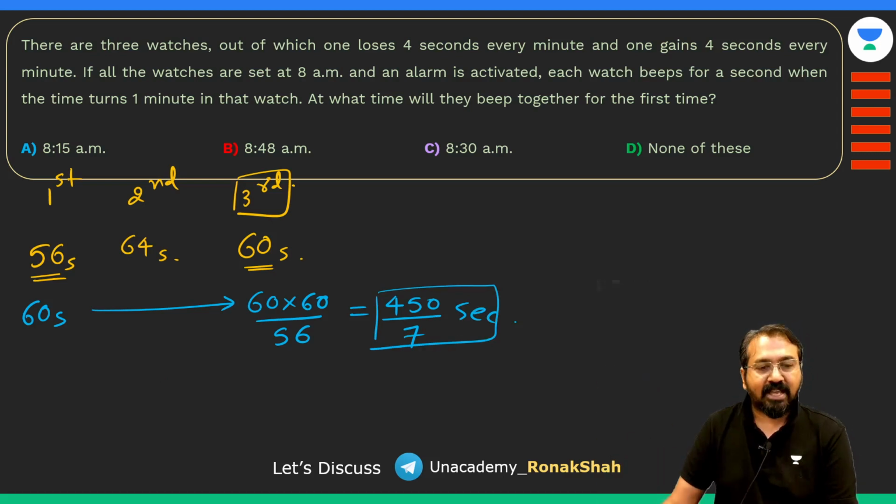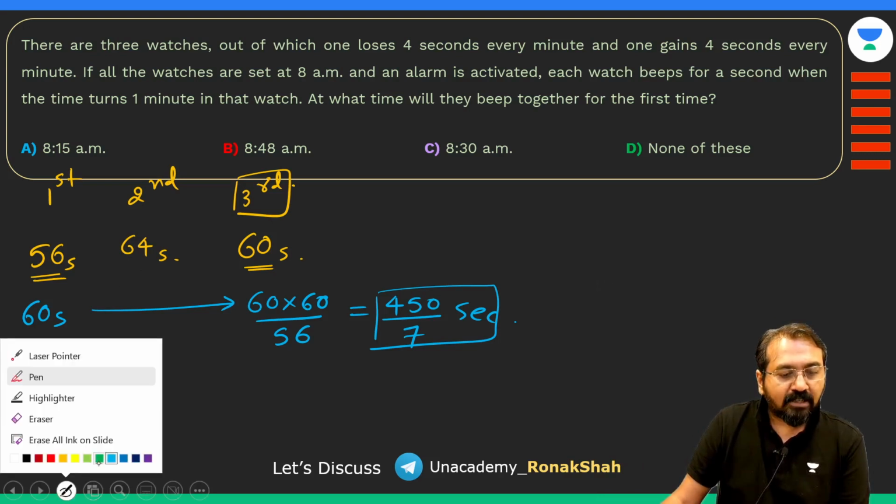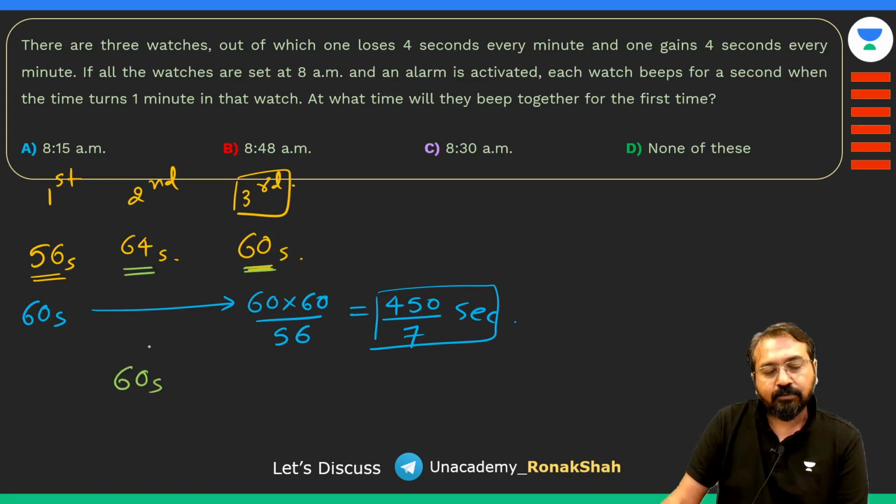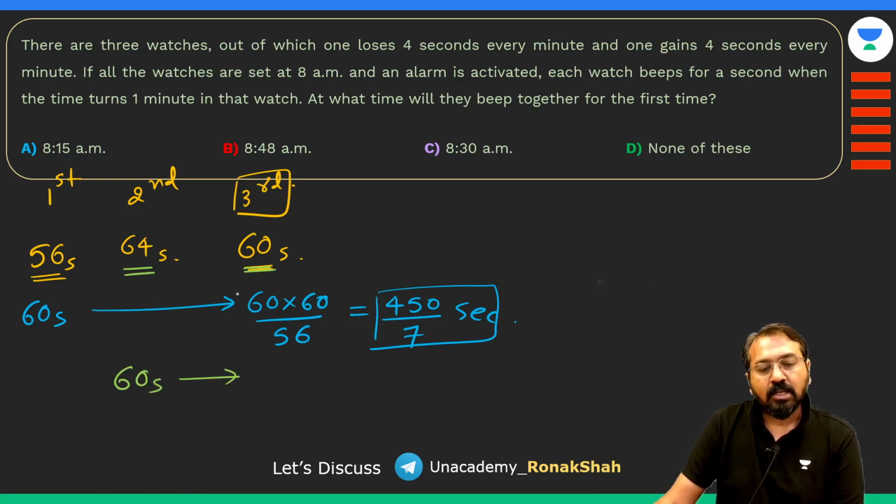So we can say that the first watch will beep after every 450 by 7 seconds. Similarly, the second watch, which is the faster one, when it completes 64 seconds, the actual time is only 60 seconds. So let's see, when the second watch completes 60 seconds, what's the time in the actual watch? It will definitely be 60 into 60 divided by 64. So definitely this is the faster one.